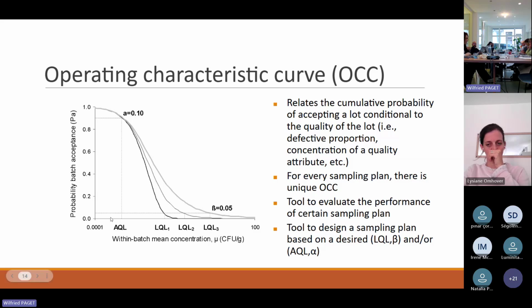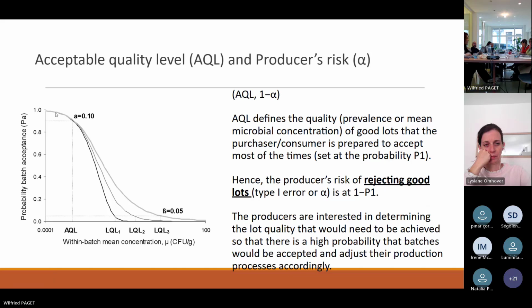The first is the acceptable quality level. The acceptable quality level is linked to the probability of acceptance. This means the acceptable quality level is a quality of good lots that should be accepted most of the time after a sampling plan. So the AQL is a level of quality that is good.